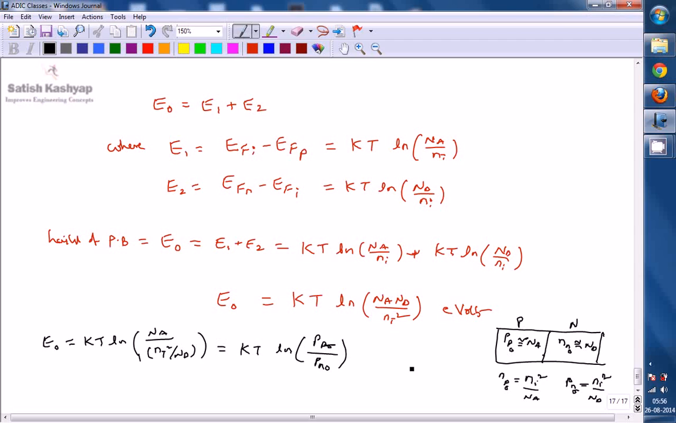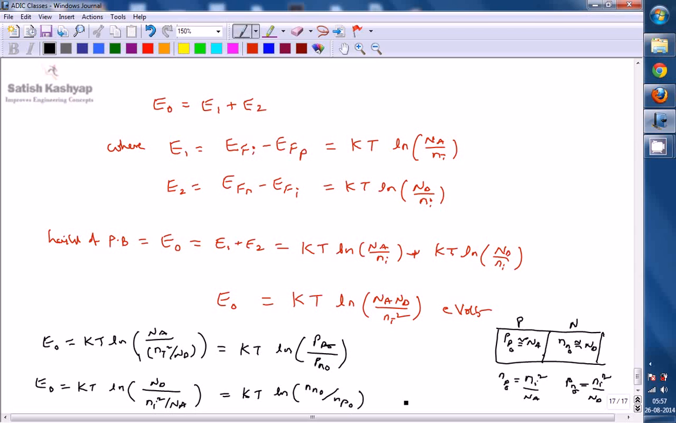Okay, this is one more equation to express. Pp naught is nothing but hole concentration on P side under equilibrium. Pn naught is hole concentration on N side under equilibrium. Similarly, E naught can be written as KT natural logarithm of Nd divided by Ni square by Na. So this can be written as Nd, which is donor concentration Nn naught, divided by Ni square by Na, which is Np naught. So KT natural logarithm of Nn naught by Np naught.